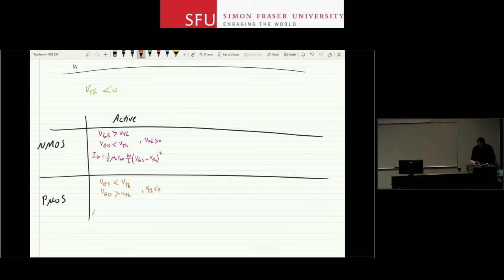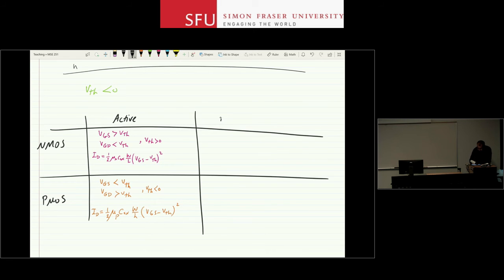And then if you look at the current, it's going to be 1/2. Well, in this case, the holes are moving, not the electrons, so it's mu p for the holes. C oxide is more or less the same. W over L is the same. (VGS minus VTH) squared. But remember that VGS is now a negative number that in magnitude is larger than the threshold voltage. So V threshold may be -1, VGS should be -2, right? In magnitude it's larger, but because of the sign it's going to be smaller, right? So it's the same equation, same thing as before, it's just the sign that is different.